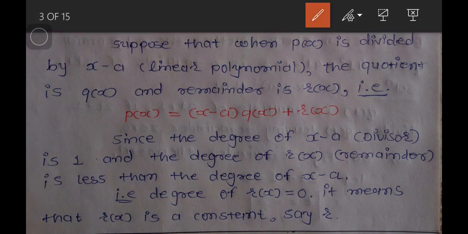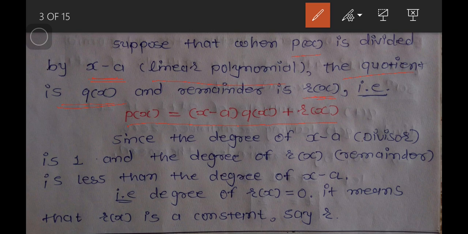Now suppose that when p of x is divided by x minus a, the linear polynomial, the quotient is q of x and the remainder is r of x, as we already studied in the division algorithm of polynomials. So we can write the algorithm for the polynomial p of x: p of x is equal to x minus a into q of x plus r of x, which we have already studied in the previous lecture.